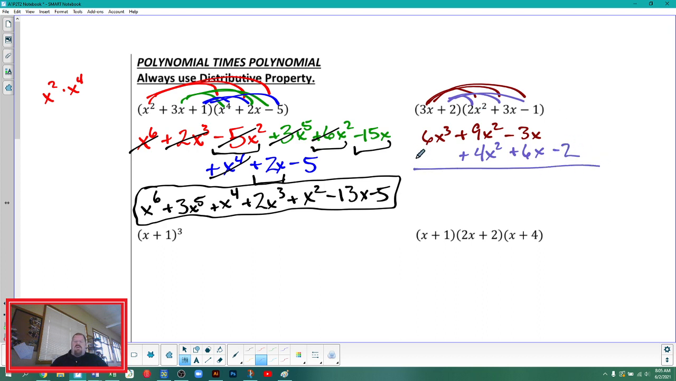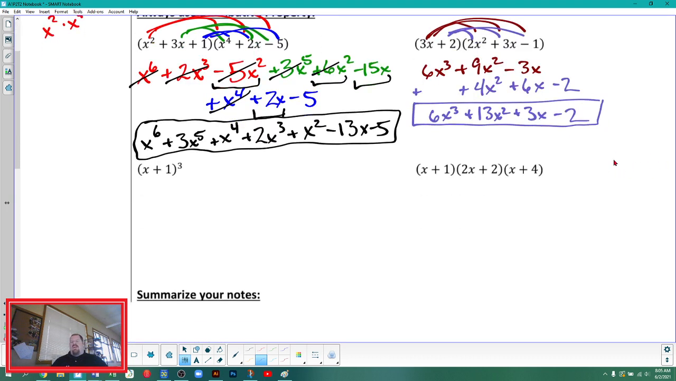Now the cool part about doing it this way is now I can just add these straight down, and it'll help me combining like terms. I could have done that over here. It just wouldn't have happened as easy because we had so many different terms. Again, I'm combining things that have the same variable and exponent combination. So this will have a 13x squared plus 3x and a minus 2. And then I always like that since I put that line there, I can use that to box in my answer. Kind of nice.